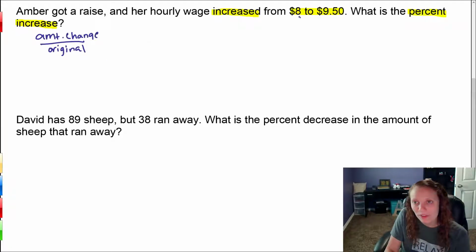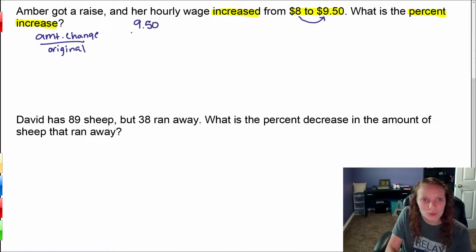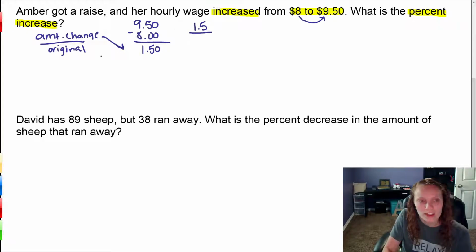Now we know that it went from $8 to $9.50, so to find the increase, we're going to take these two numbers and subtract them. This will tell us the difference between the two. 8 needs to go directly under the 9 with a decimal and 00 after it. $9.50 minus $8 would be $1.50. And so let's set this fraction up. The amount of change, the $1.50, goes on top, and then the original amount, we started with $8.